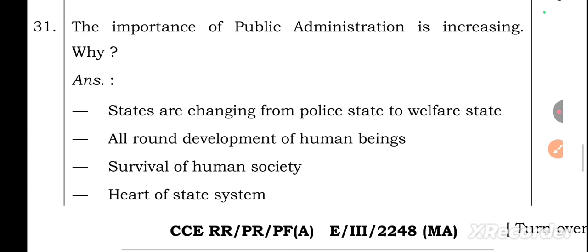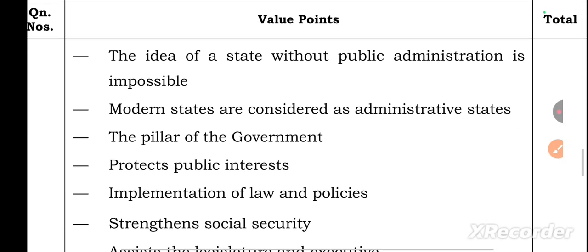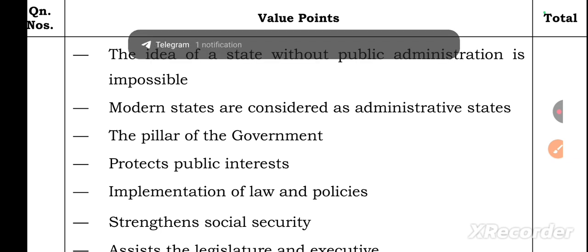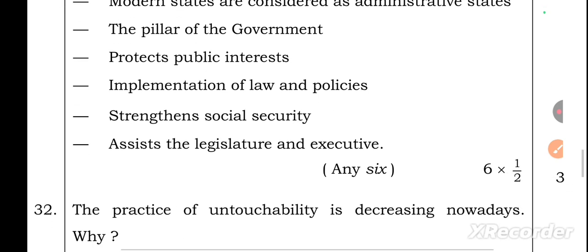Then 31st question: the importance of public administration. Why? States are changing from police state to welfare state, all-round development of human beings, survival of human society, heart of the state system, the idea of a state without public administration is impossible. Modern states are considered as administrative states. The pillar of the government, protects public interests, implementation of laws and policies, strengthens social security, assists the legislature and executive.